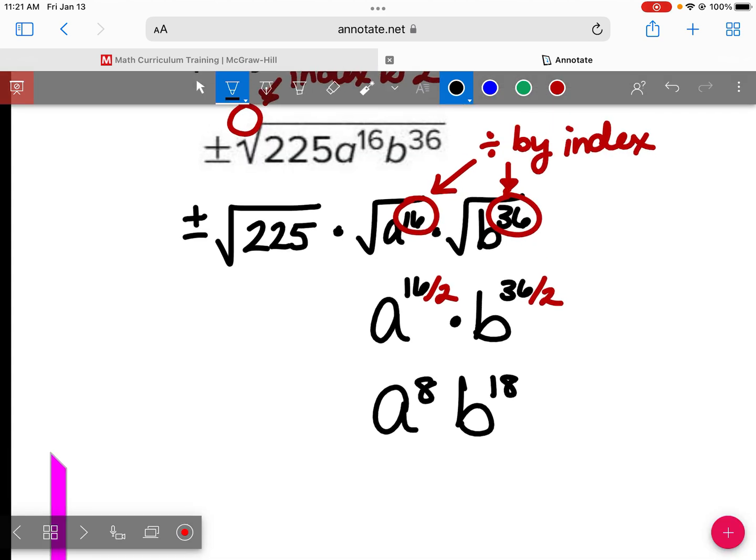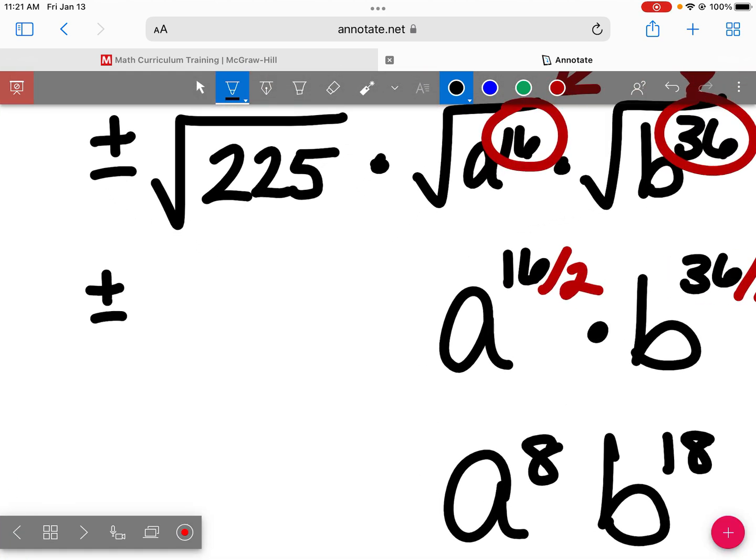And now we just need to deal with this square root of 225. How can I break that down if I have no idea what the square root of 225 is? What can go into it? 15 can go into it. Can anything else go into it? 5. That was the one that I saw first. If you know that it's 15 times 15, that is fantastic. You can jump right to square root of 225 is 15.